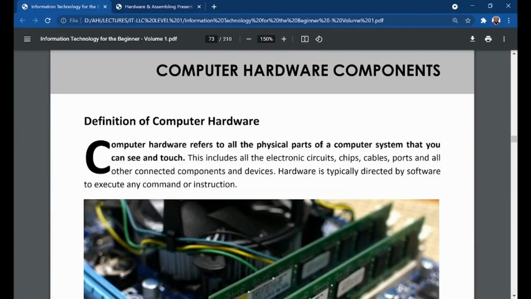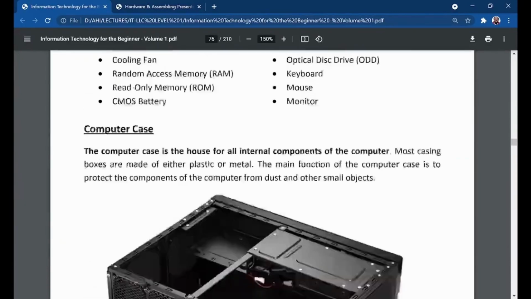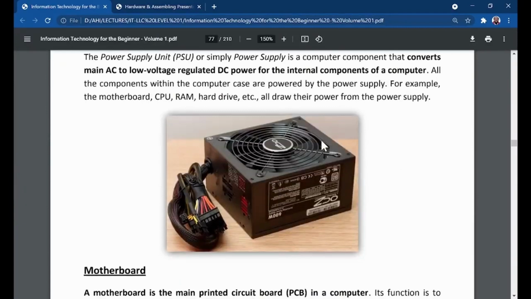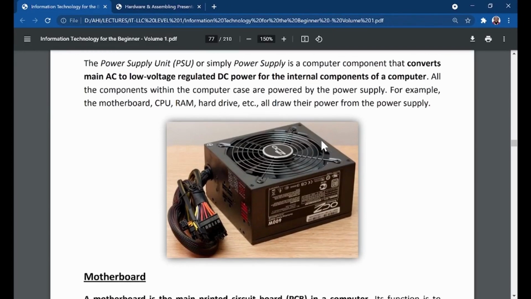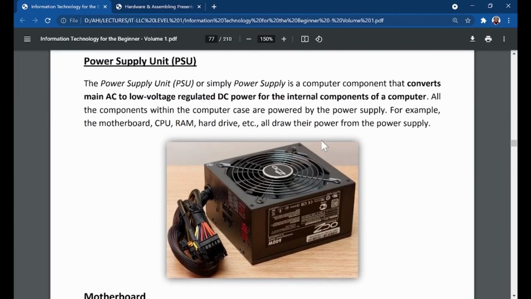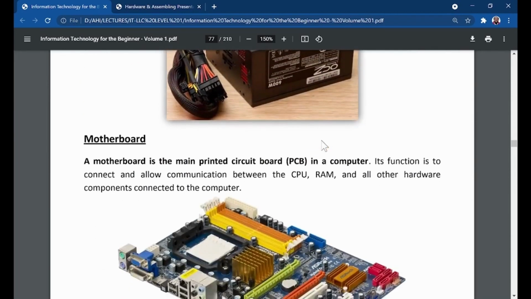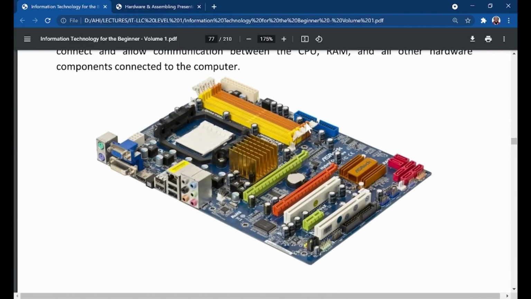All right. The last time we talked about a number of components, and we discussed the case, we discussed the power supply unit, and we wanted to point out the core components of the computer system before we talk about the peripherals. So the next component to look at is our motherboard. Hello. We want to look at our motherboard.